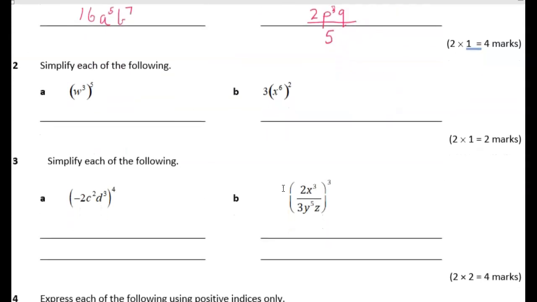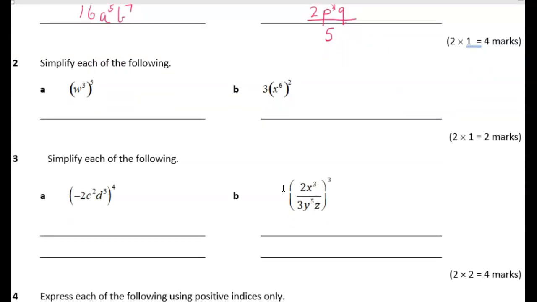All right, moving on to question 2. So simplifying these, we've got a power and then a power outside the bracket. So when we have that, we just multiply our powers. So it's going to be 3 times 5. So that's going to be w to the power of 15. And here, the 3 is on the outside, so that isn't taken to the power of 2, but the x is. So we're going to have x to the power of 6 times 2. So we're going to have 3x to the power of 12.